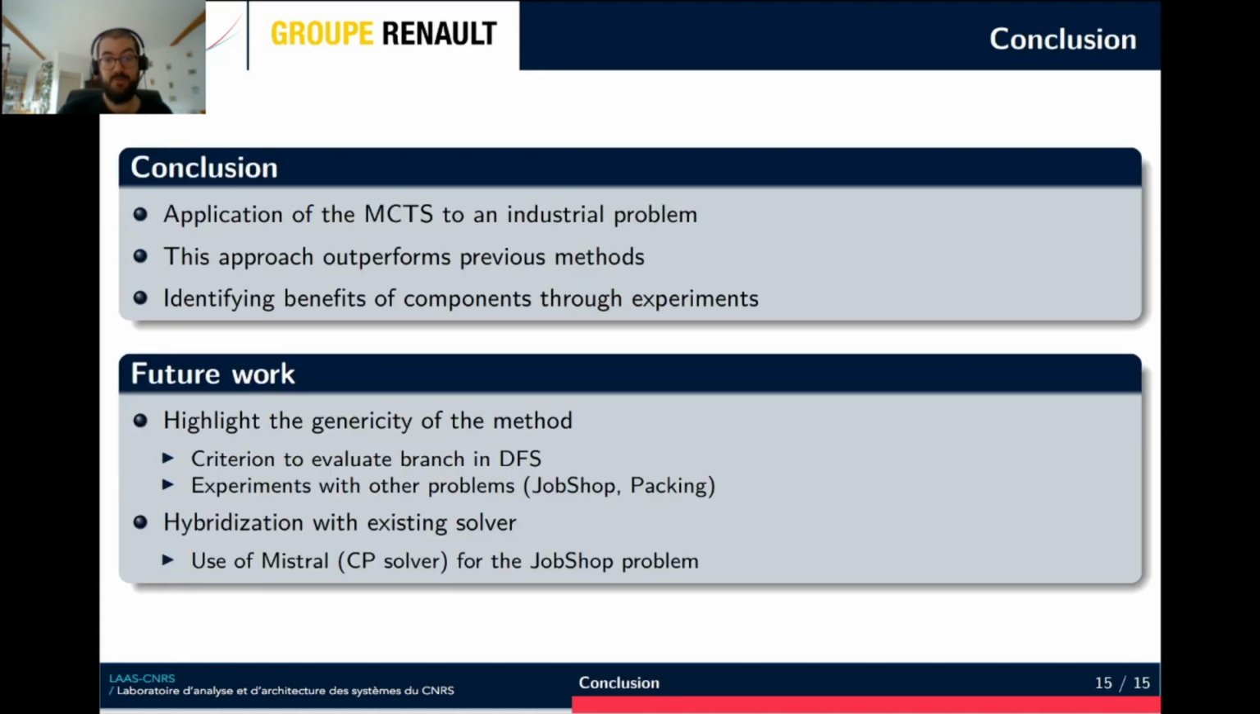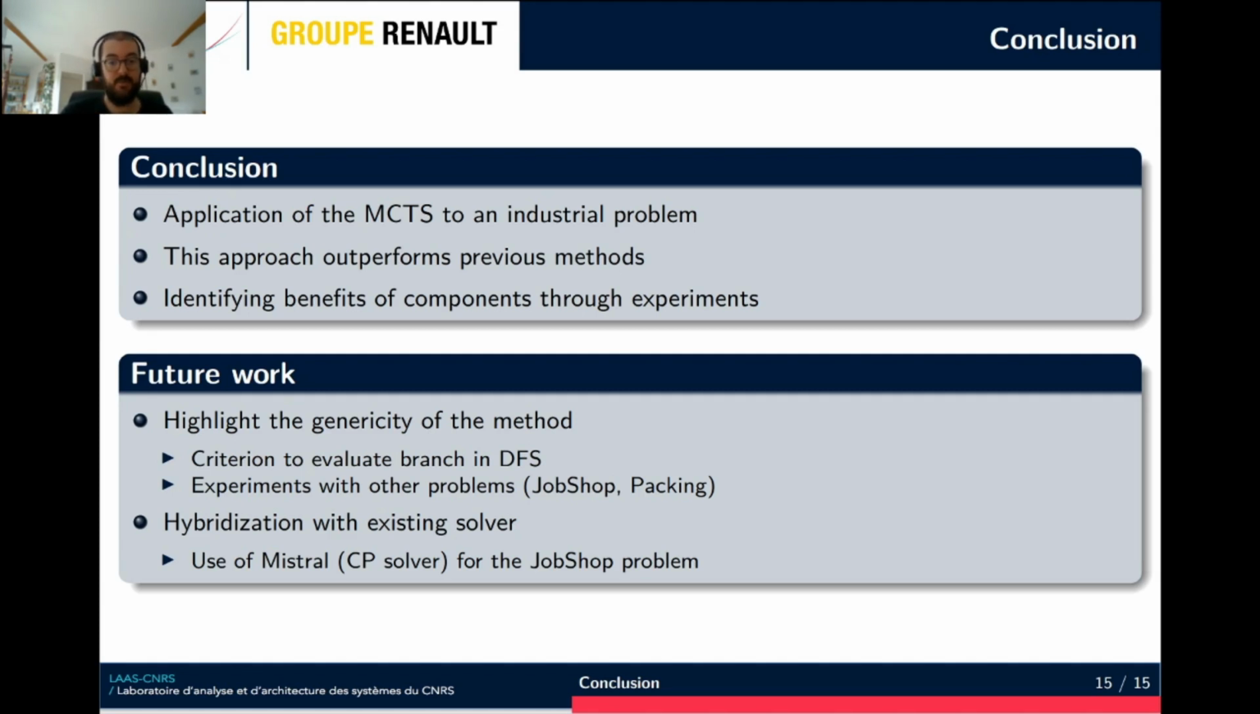So to conclude, we applied the Monte Carlo tree search to an industrial problem, and this approach improves the results of the previous method. And I didn't show the table that proves the third point, but we identified the benefit of the 3 components we added, our evaluation function, the DFS, and the dynamic compromise. And the 3 components improve the result of the native method in general, and especially for the day and week horizons. So we developed this approach for one specific problem, our trolley problem, but this method remains generic, and we want to highlight this in future works.